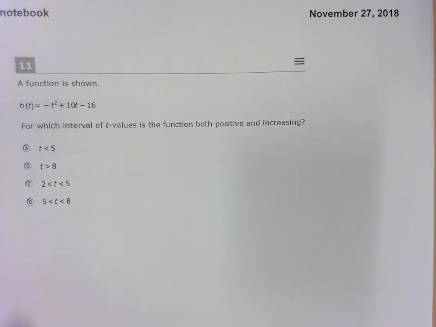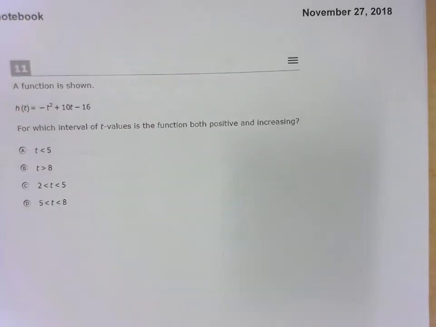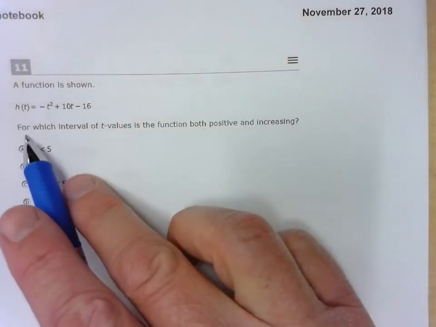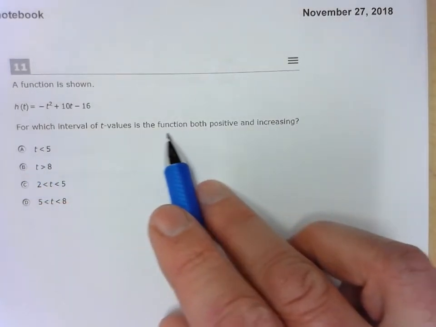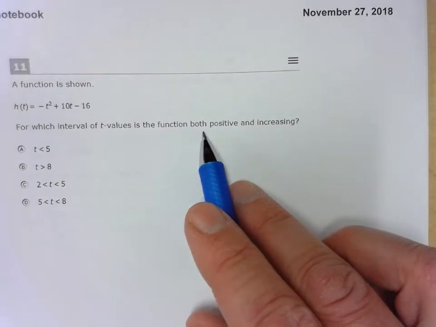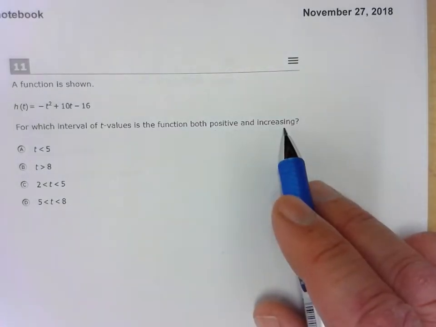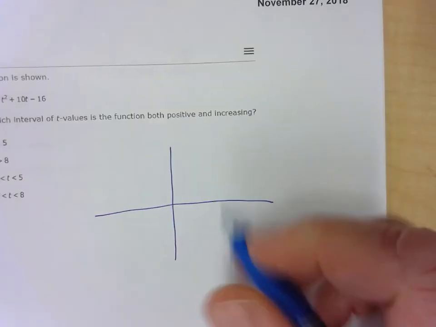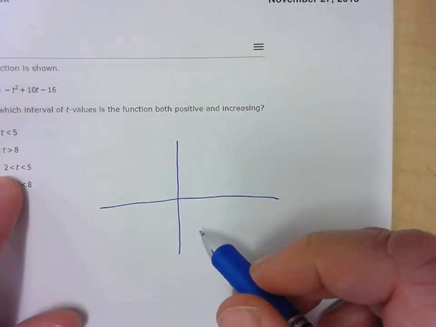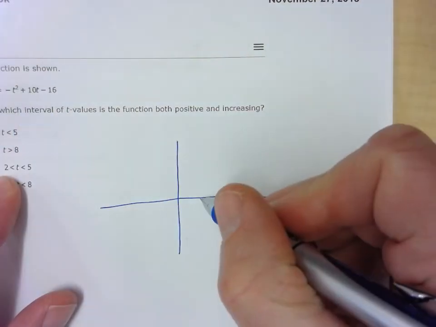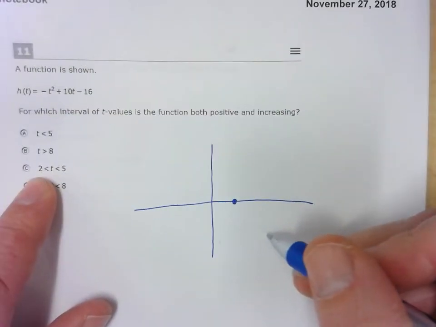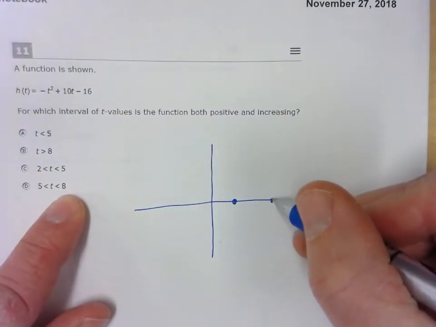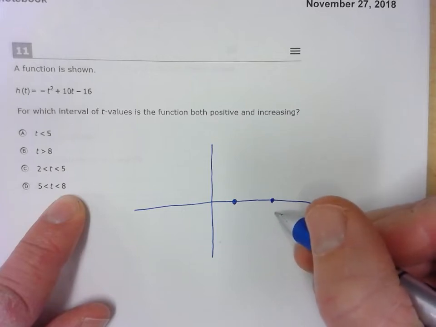Okay, number 11. Okay, this is an upside down parabola, and I know that it says for which values of t is it positive and increasing, so it has to be positive and increasing. So if you can remember parabolas, if you put 2 into this function, it's going to be 0, and if you put 8 into this function, it's going to be 0.